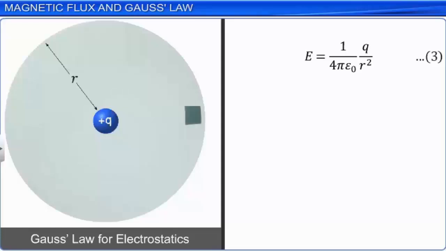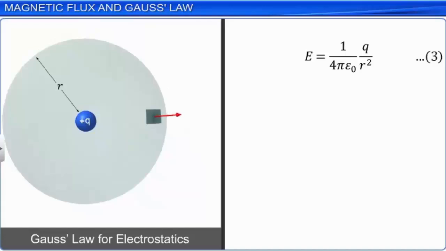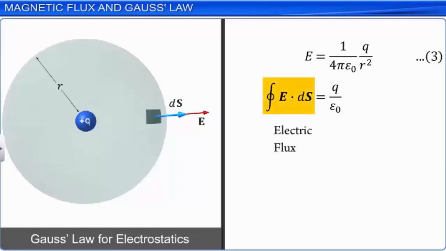Gauss' law for electrostatics states that the electric flux passing through a closed surface is equal to 1 by epsilon naught times the total charge enclosed by the closed surface. That is, the integral over the closed surface of E dot ds is equal to Q by epsilon naught. Here, the integral over the closed surface of E dot ds is the electric flux, and Q is the total charge enclosed by the closed surface. Let this be equation 4.